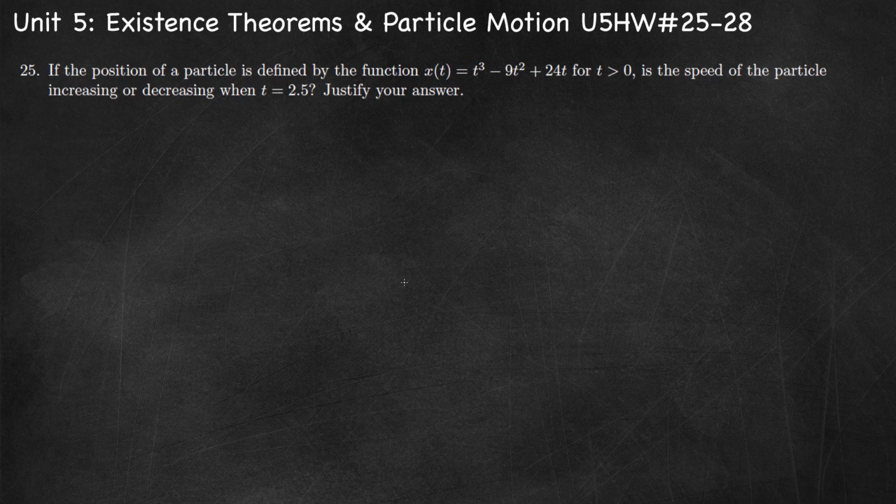Hello, in this video we'll be working through Unit 5 homework problems 25 through 28, and these are still dealing with particle motion. Number 25: if the position of a particle is defined by the function x of t equals t cubed minus 9t squared plus 24t, where t is greater than 0, is the speed of the particle increasing or decreasing when t equals 2.5?